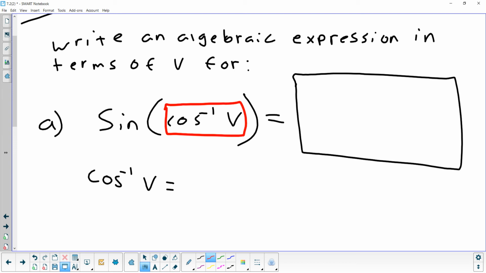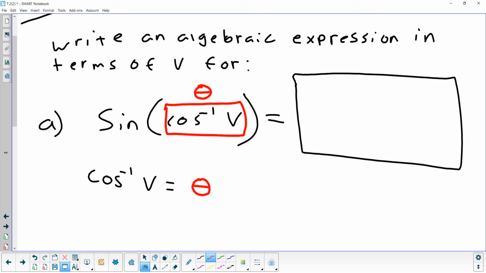Yep. An angle, exactly. I don't know what that angle is going to be, but when I'm done, I'm going to have an angle inside those parentheses. Okay? So let's just say inverse cosine of v is going to equal an angle. It's going to equal some angle, and I just used a Greek letter to represent it.